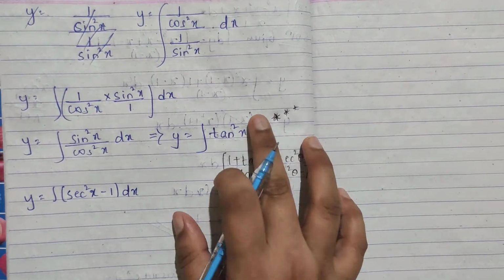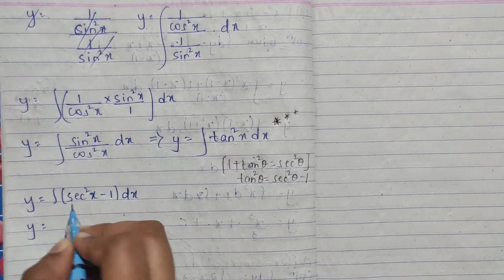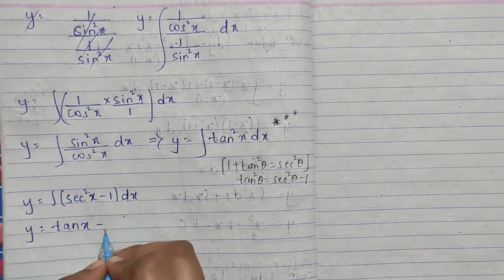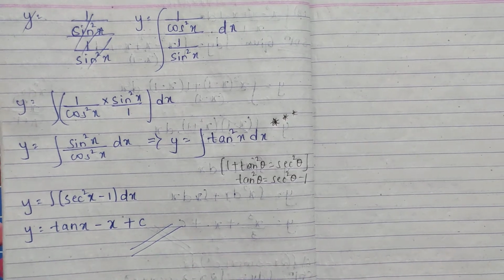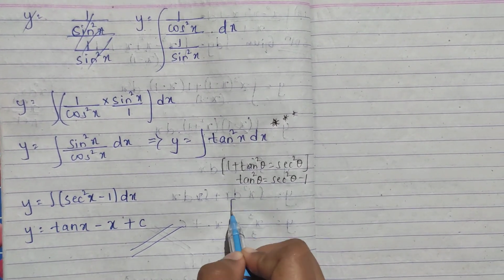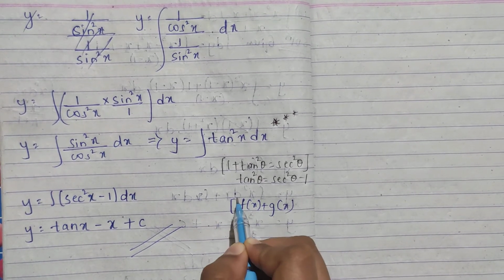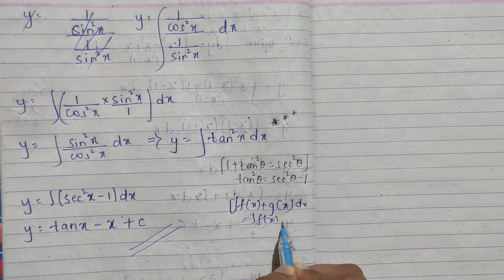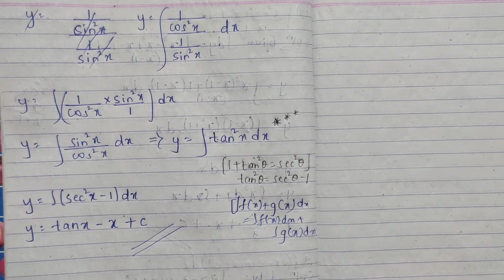Please remember after coming here, it's very important. So now integration of secant square x is tan x minus integration of 1 is x plus c. So like this you can do it directly. If you want, you can separate it and apply the property: integration of f of x plus g of x dx is integration of f of x dx plus integration of g of x dx. You can apply this the same way.